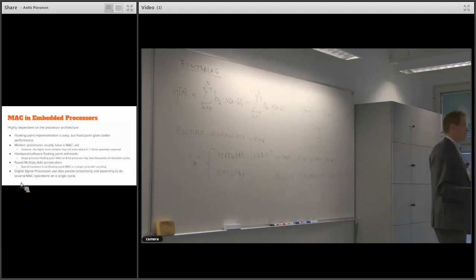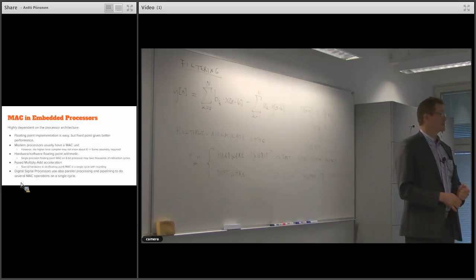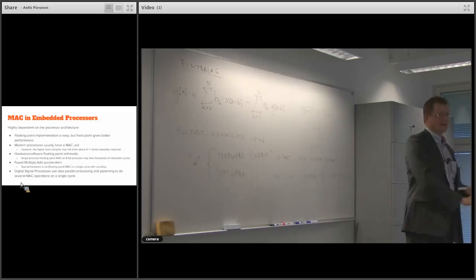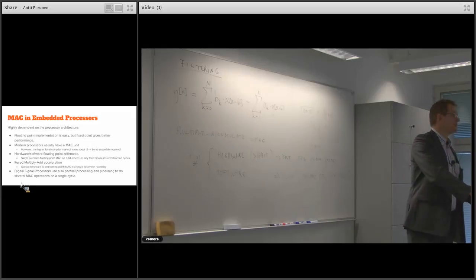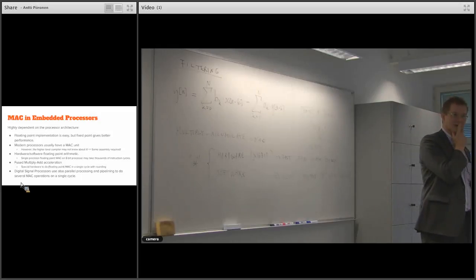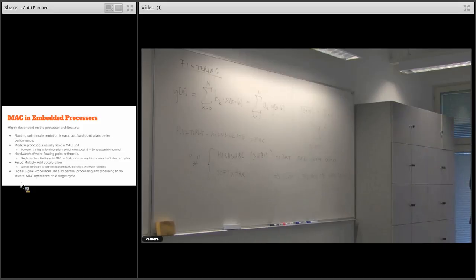All right, and of course, then there's a special category called digital signal processors, which are designed to do really fast calculations. They also usually have parallel processing and pipelining to do several MAC operations at the same time and in a flow. So all the nasty stuff from processor and system architecture is usually in those digital signal processors, but they are fast.